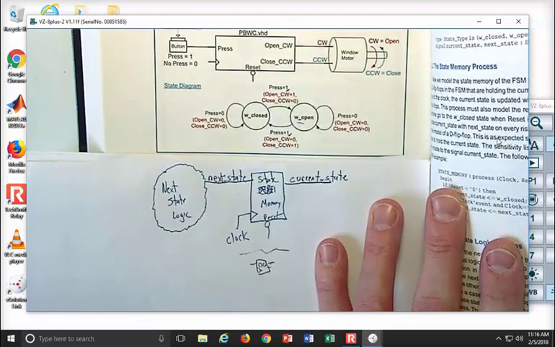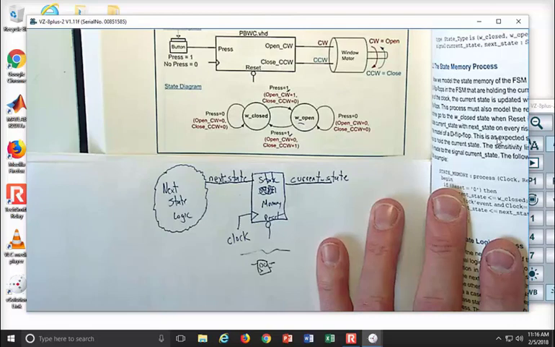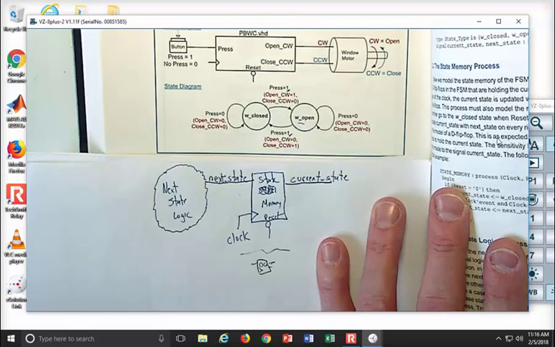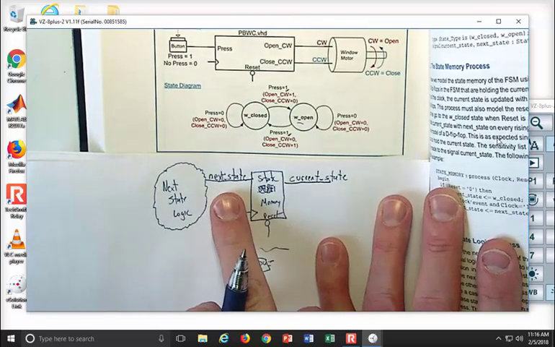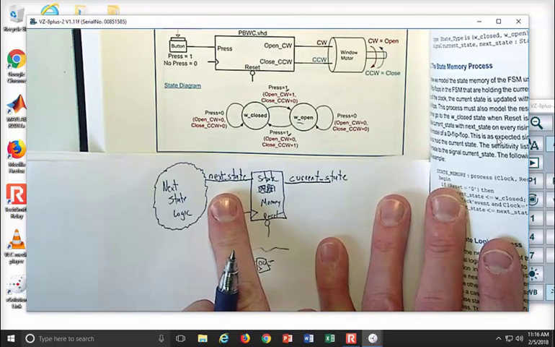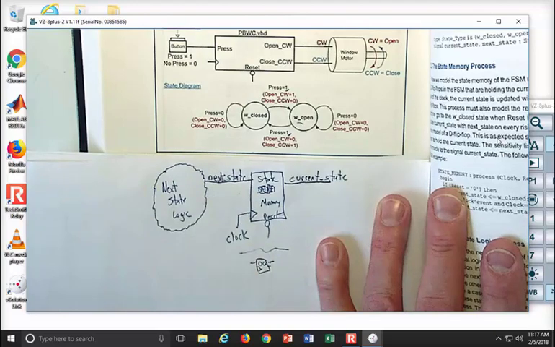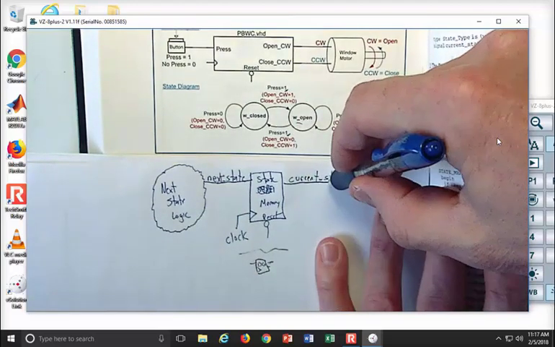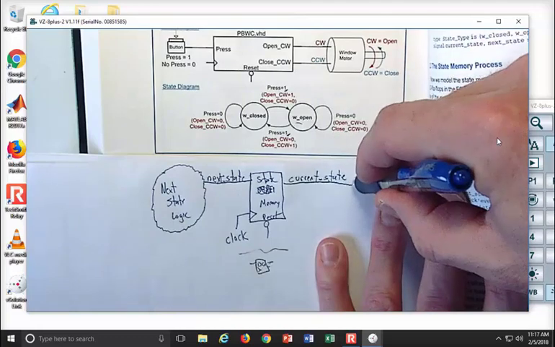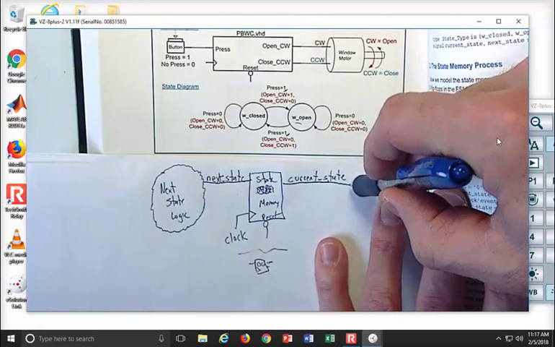What does the next state logic circuitry base its decisions on? It is going to produce these codes called next state. But what does it need to look at in order to produce the next state code? Current state. Absolutely current state, always and forever. It will always, always look at current state.